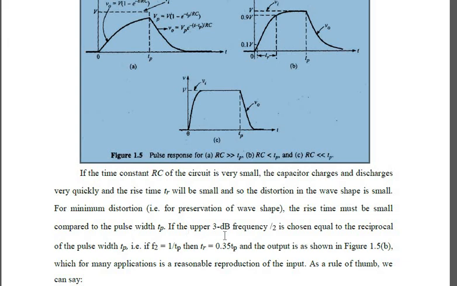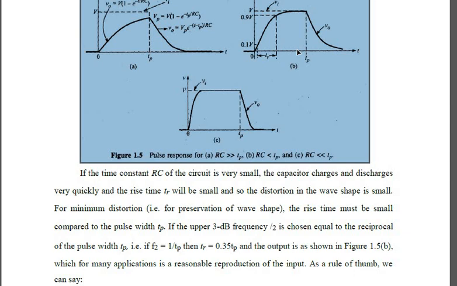If the upper 3 dB frequency F2 is chosen equal to the reciprocal of your pulse width TP, that is, if F2 equals 1 by TP, then TR equals 0.35 TP, and the output will be shown like this. These are the conditions for getting the pulse in this particular shape, which can be used for many applications and is a reasonable reproduction of the input.